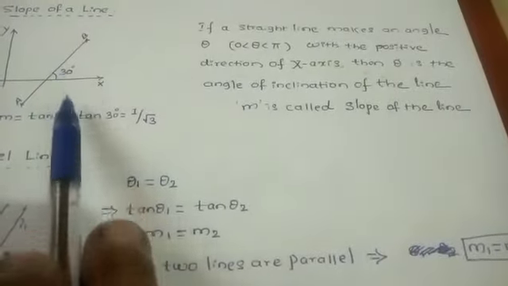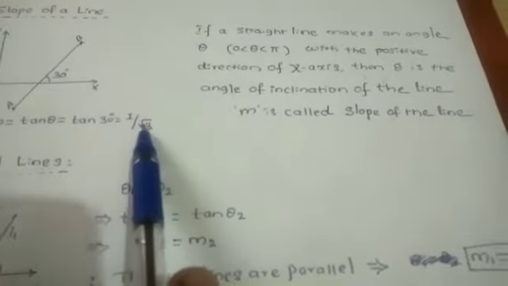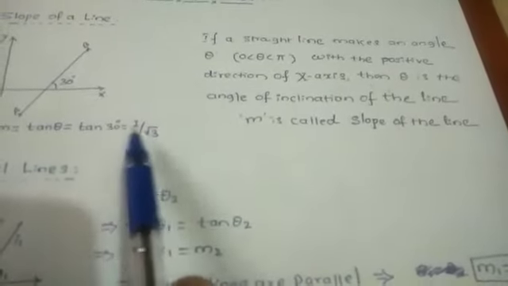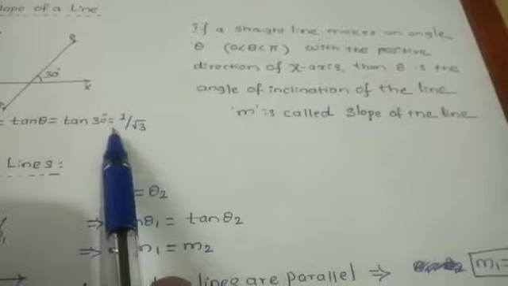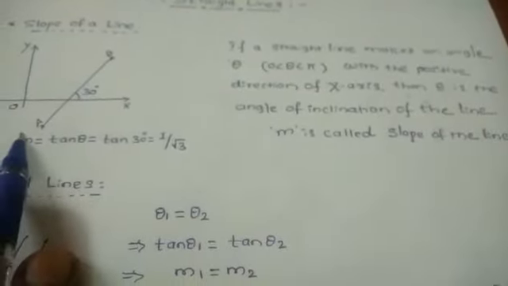Here the theta value is 30 degrees. Tan of 30 degrees, it's a trigonometric angle. You are studying this in trigonometry, that tan 30 is equal to 1 divided by root 3. Therefore the slope of a line is represented as m.